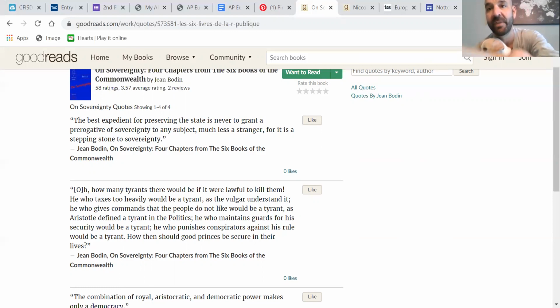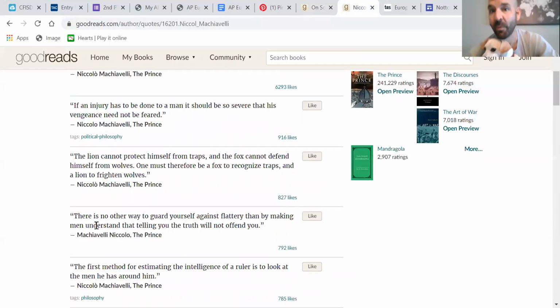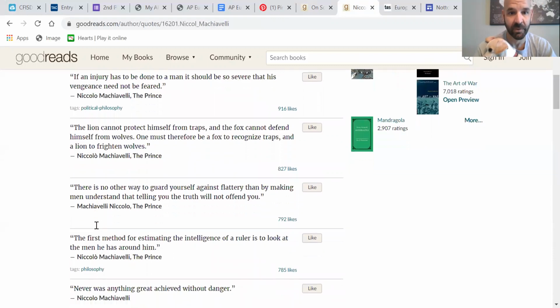Now, another very famous political theorist that we talked about, we read his book, was Machiavelli. Machiavelli is going to say things like, a ruler should be both a lion and a fox. The lion cannot protect himself from traps, and the fox cannot defend himself from wolves. One must therefore be a fox to recognize traps, and a lion to frighten wolves. The secular political advice that he's giving to the de' Medici family in Florence.